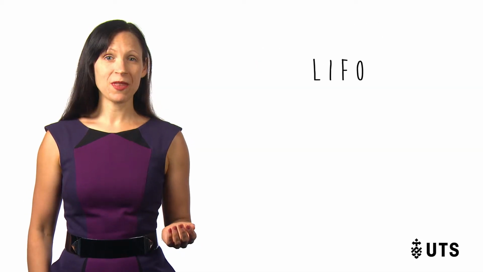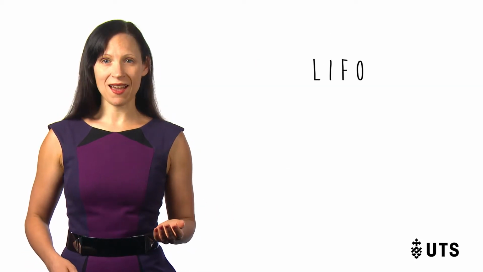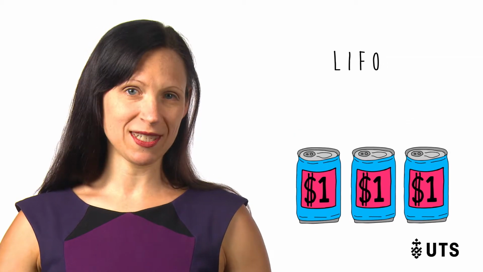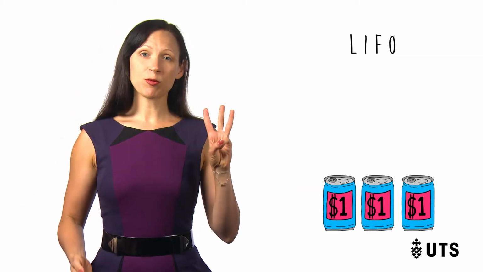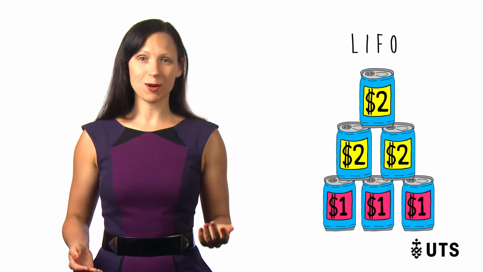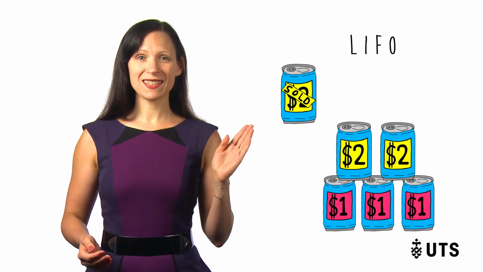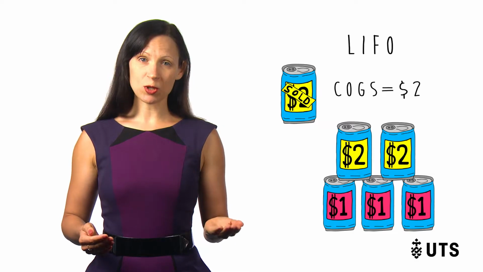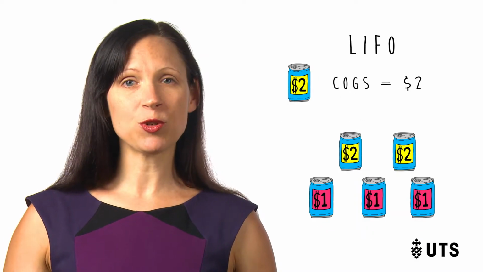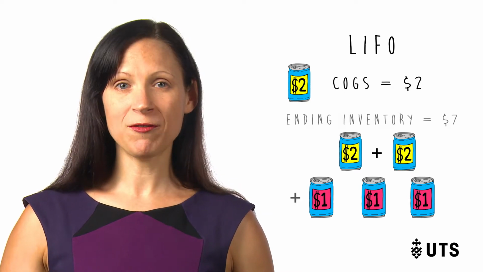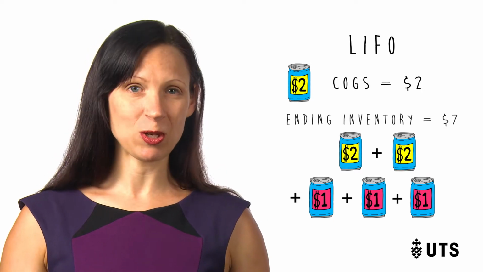LIFO assumes the opposite, that the last item in is the first one out. I like to remember this as a stack. The first 3 items purchased for $1 go on the bottom of the stack. Then, the next 3 purchased for $2 each get stacked on top. Under last in, first out, we sell the top item first, so cost of goods sold is reported as $2. Ending inventory is reported as $1, $2, $3, $4, $5, $6, $7.